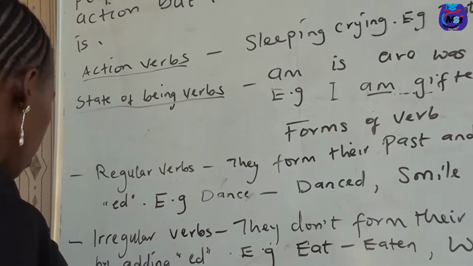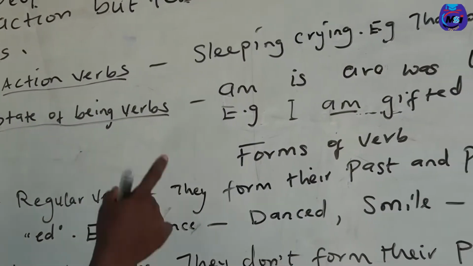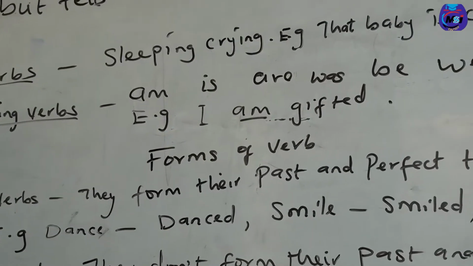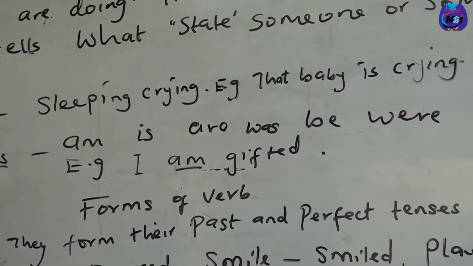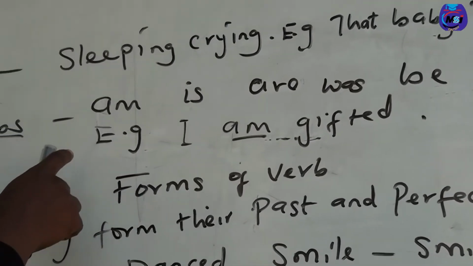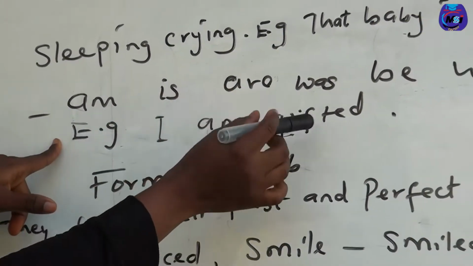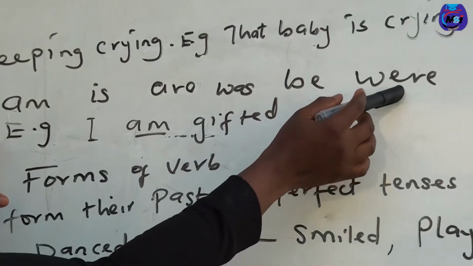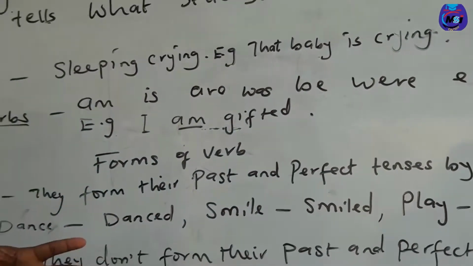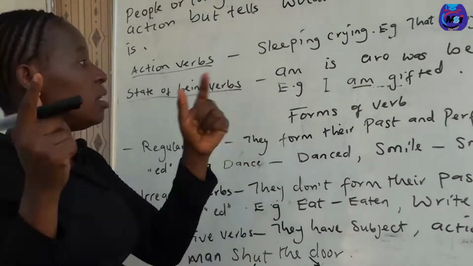Now let's look at state of being verbs. Are you looking at this? Can you read it with me? Look at examples: am, is, are, was, be, were. These verbs show the state of being. They're called state of being verbs.